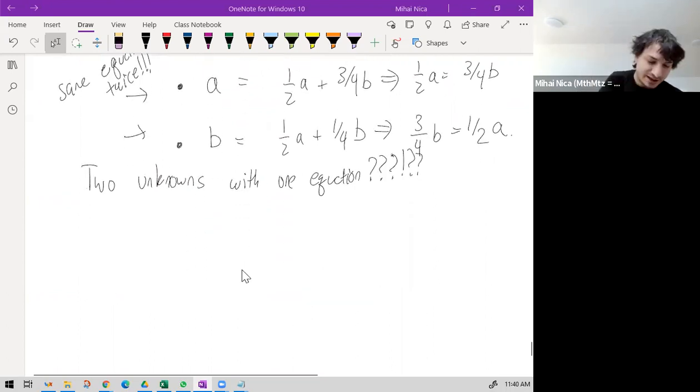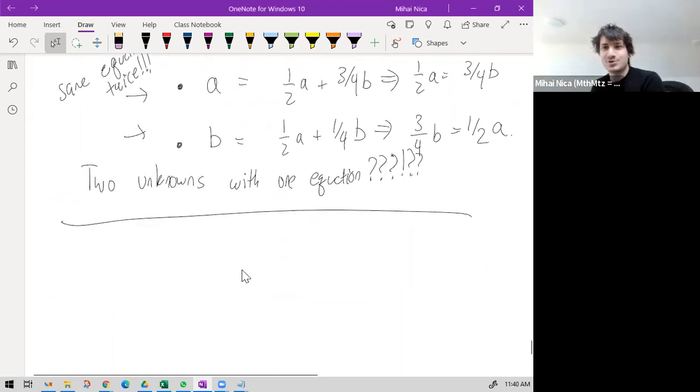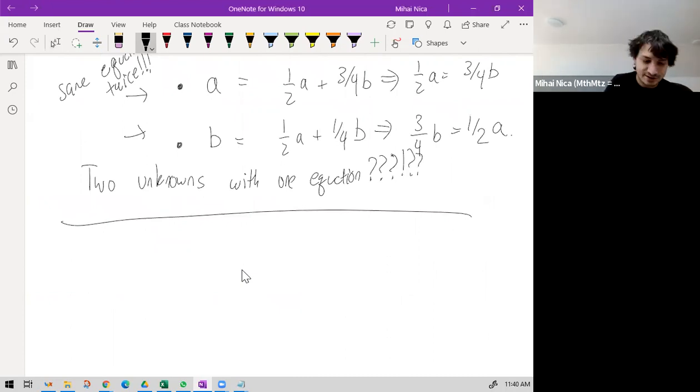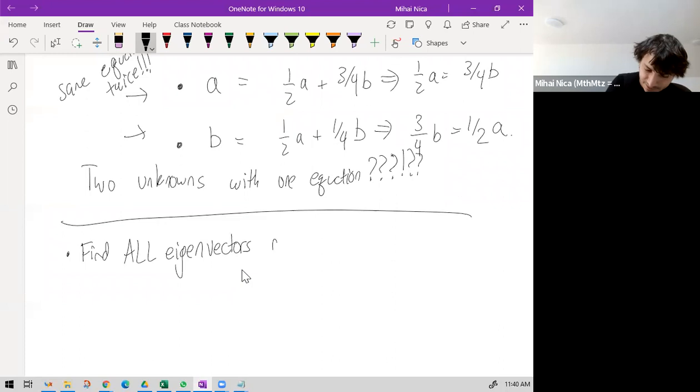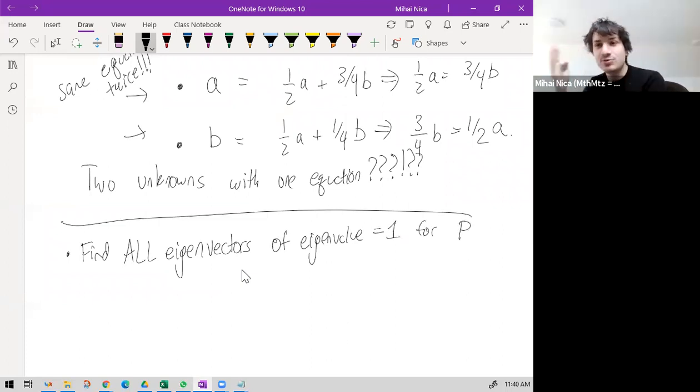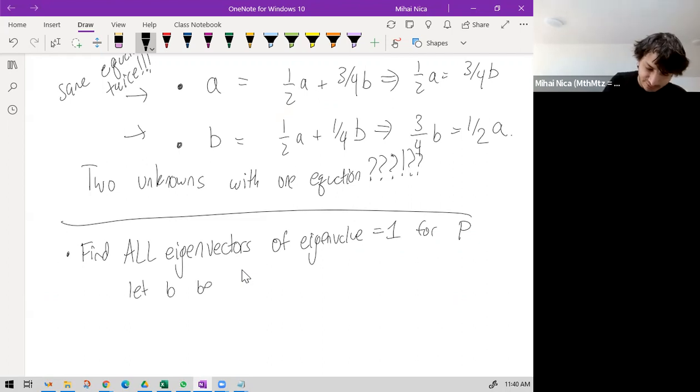If someone says find all the possible eigenvectors, then there's a free variable, and you can get that by choosing a value of B. So I think what you guys are thinking of from linear algebra class, which is very good, is if the question said find all eigenvectors of eigenvalue equal 1 for P, the answer is to use a free variable, or make B be some arbitrary thing. Let B be free, and then A is 6/4 B, also known as 3/2 B.